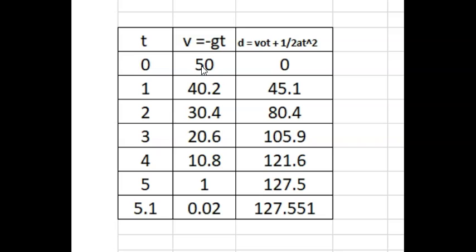Here is the data chart for an object vertically projected at 50 meters per second. We can see that the object slows from a speed of 50 all the way down to 0, and it goes from a height of 0, the launch position, all the way to a height of 127.5. Let's take a look at the graphs for this.